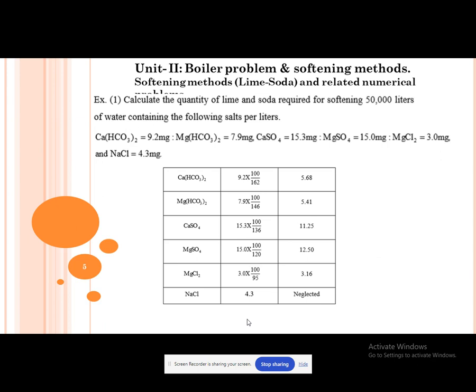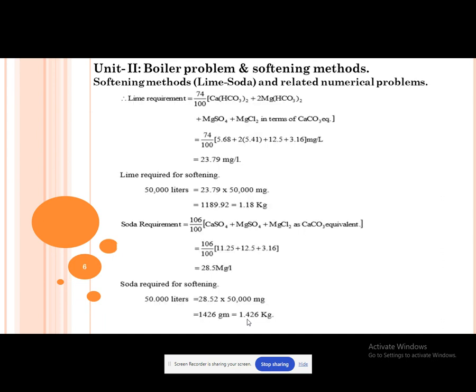So we convert all these milligram per liter values of different impurities present in water into CaCO3 equivalent by dividing by the molecular weight of the impurity and multiplying by the molecular weight of CaCO3. So in this way we get the different values in parts per million of CaCO3 equivalent. Here NaCl is neglected because it does not take part in causing hardness at all. So we put all the converted values of CaCO3 equivalent into these two formulas, total lime requirement and total soda requirement, and ultimately get the result.